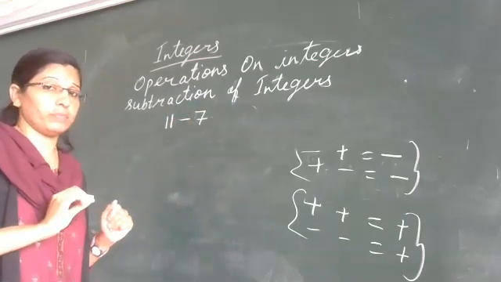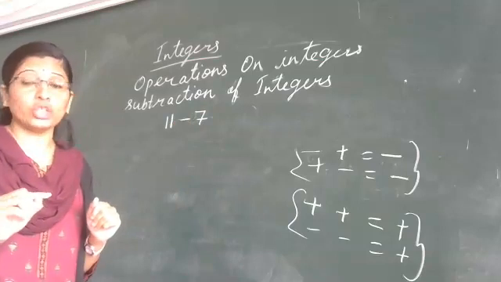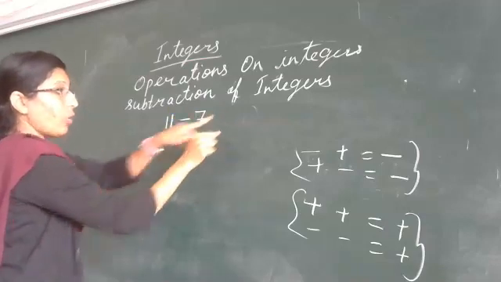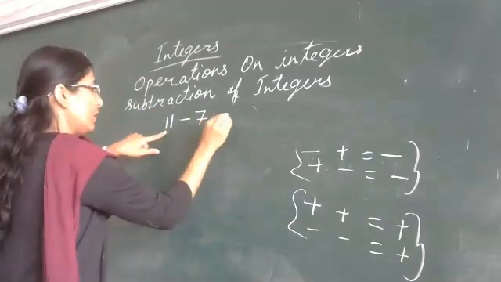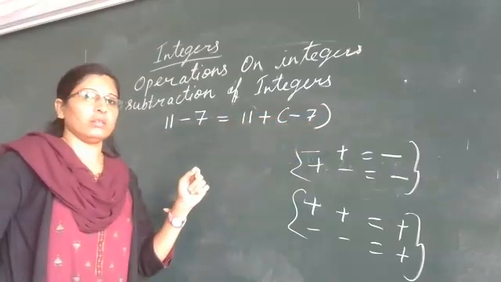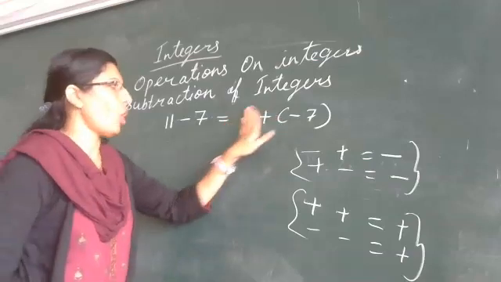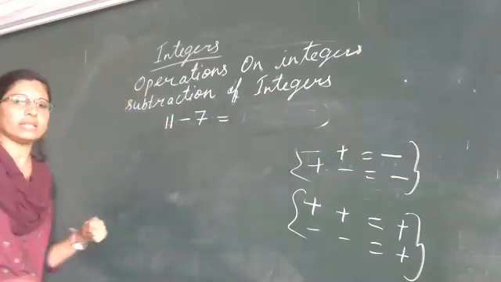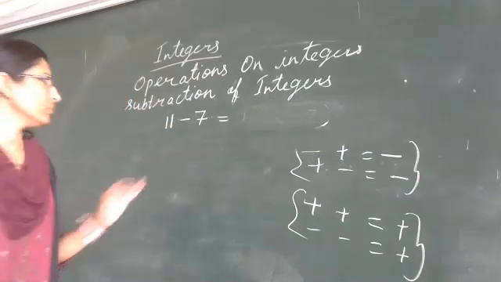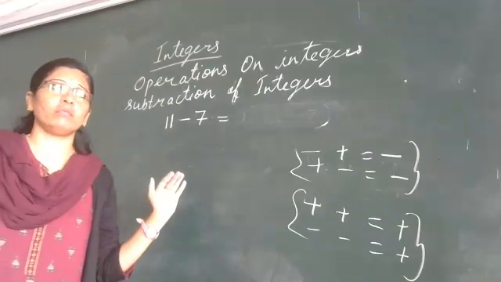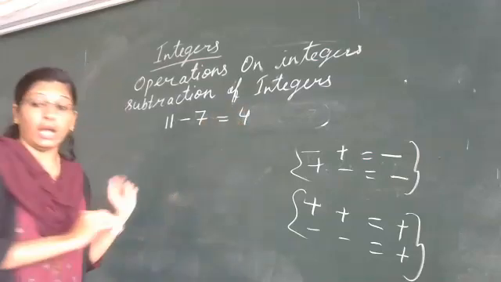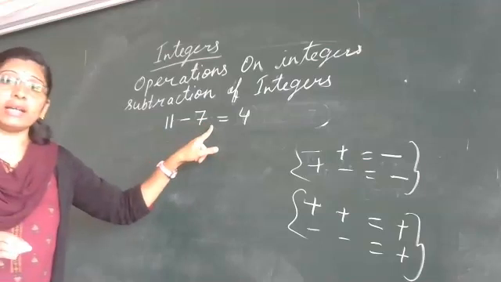Now if this is given. In subtraction, you have to see that the sign should be for this number, how I wrote a minus b, same it will come here. 11 plus minus 7. So plus minus minus, or you can do directly 11 minus 7. And that is 4. Okay, so this is subtraction.